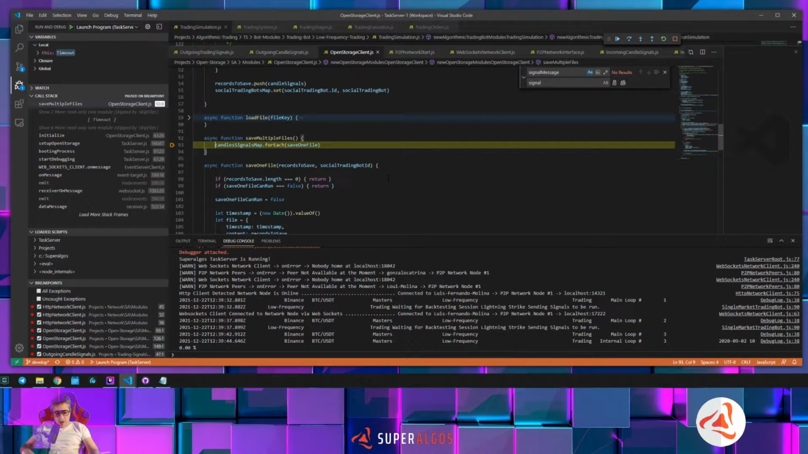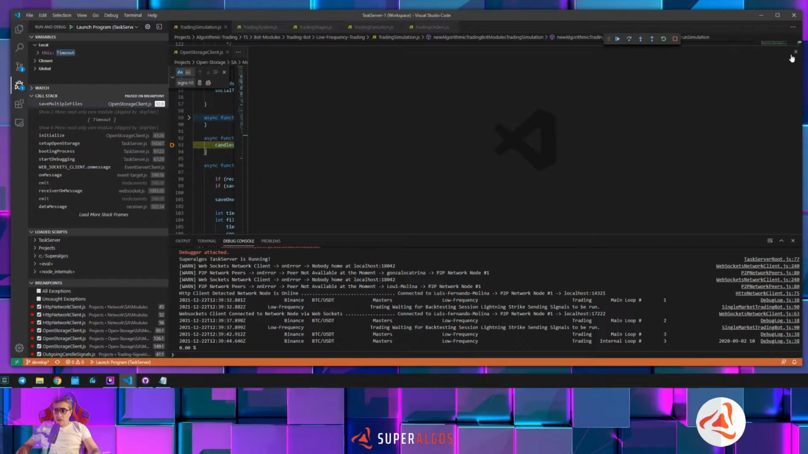So when we're talking about live trading, what is going to happen is that at every candle, it's going to save one file. Every candle, every candle. Okay?